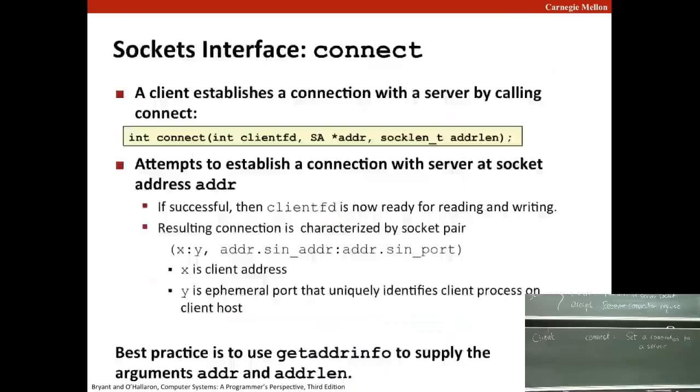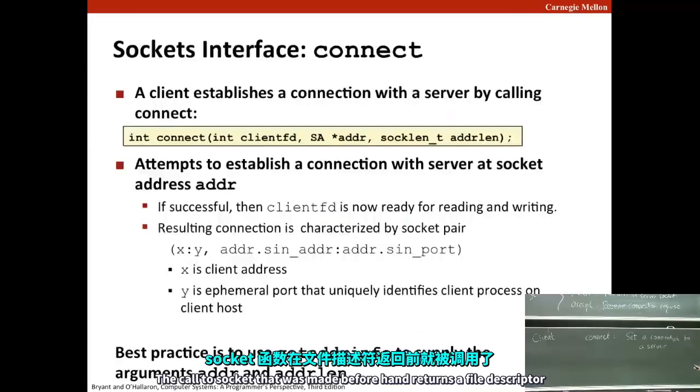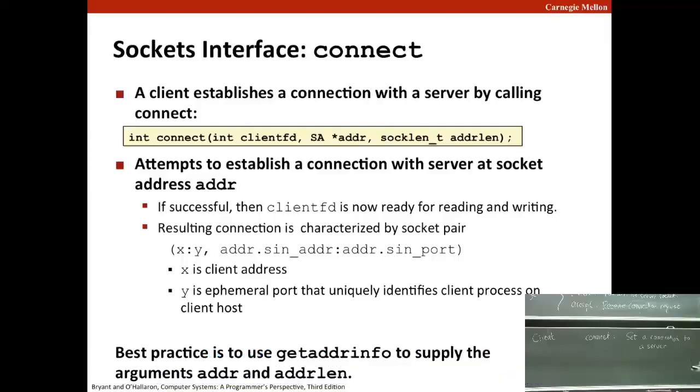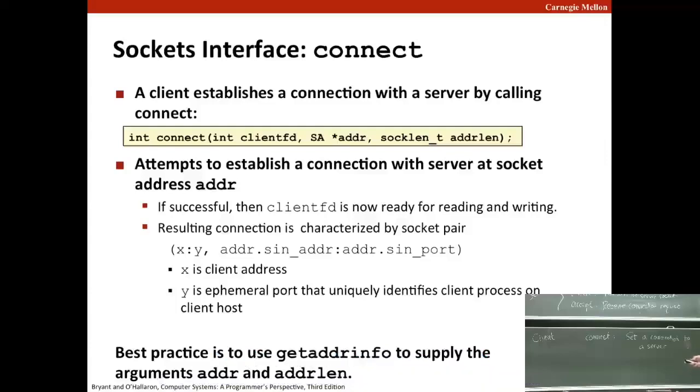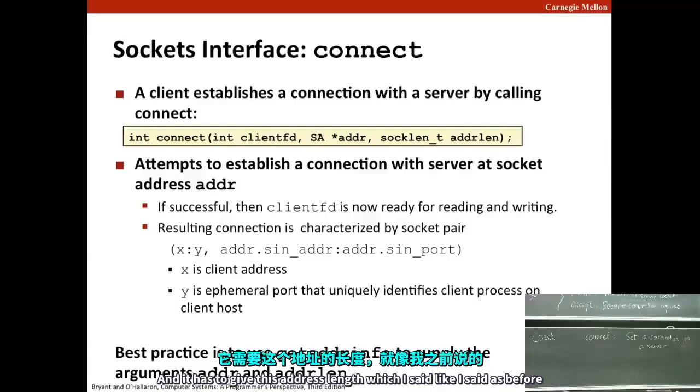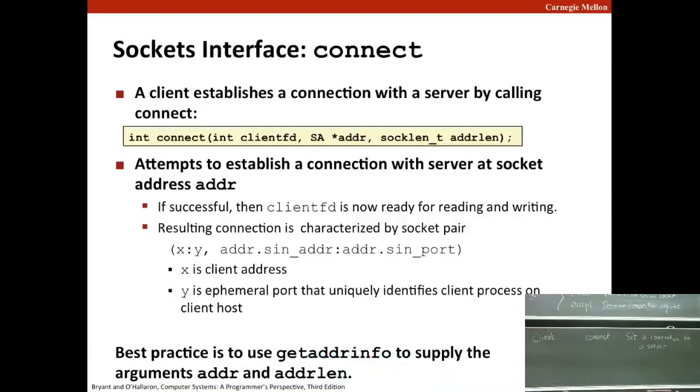The call to socket that was made beforehand returns a file descriptor. And what this says is, using that particular socket, I want to connect to this combination of an address and a port number, and it has to give the address length, which, as I said before, is usually filled in using the return value of getaddrinfo. That's sort of the equivalent of placing the call. And it returns just a code, which is whether the connection was successful or not.